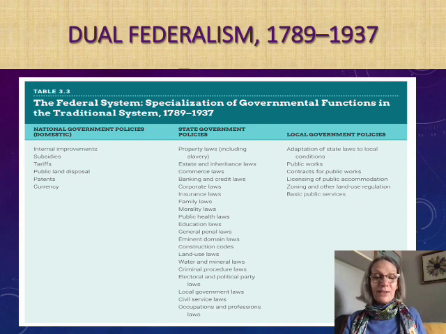Here is the graph from your textbook that shows the breakdown of the distribution of powers within this era of dual federalism. I'll let you read through it in your textbook. This is what the national government did: currency, internal improvements, tariffs. Then this is the long list of what the state governments did, and what was left to the local governments. So you can really see that power was shared, but heavily vested at the state and local level.